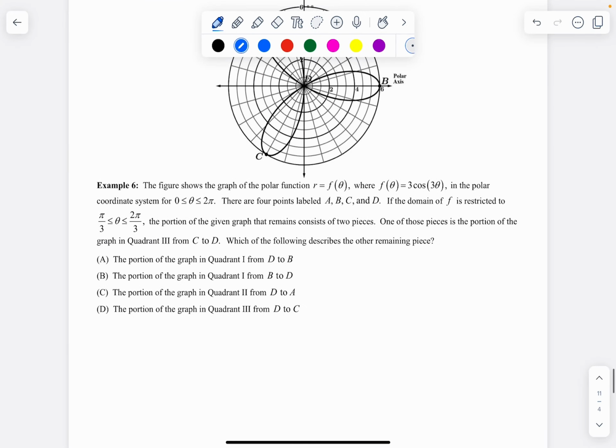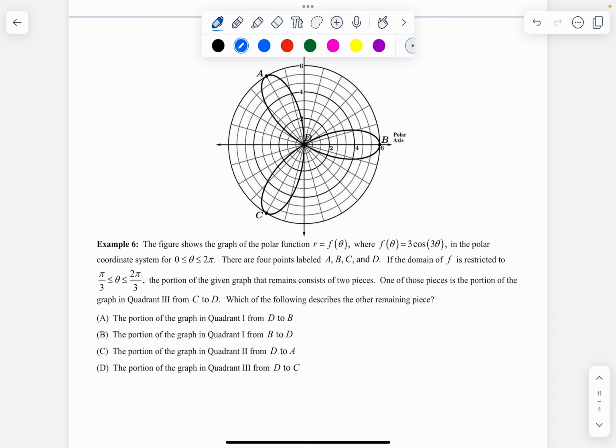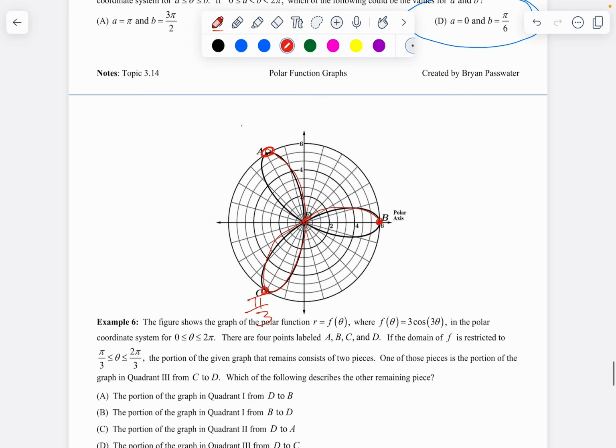Okay, let's see. The figure shows the graph. It's the exact same curve. If the domain is restricted to pi over 3 to 2 pi over 3, the portion of the graph, so we just were looking at this one. We started at 0 and got to pi over 6. Here is pi over 3 right now. We're here. And then another pi over 6 gets me back to pi over 2. And so 2 pi over 3 is here. So the piece they're talking about is that.